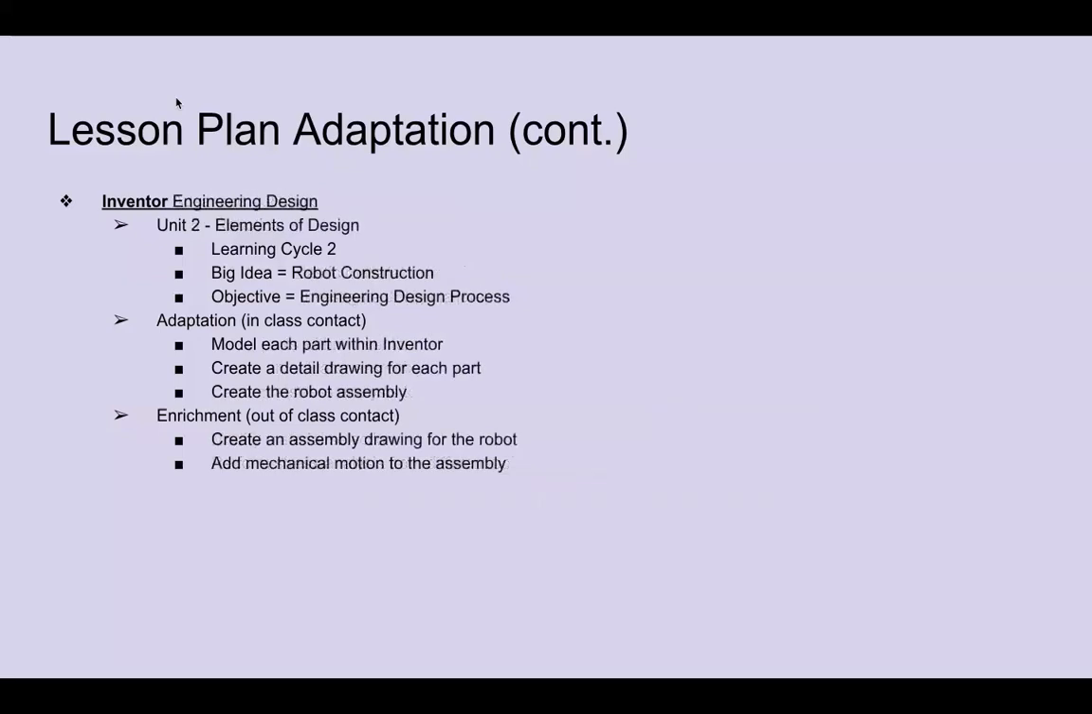Then in Engineering Design, Unit 2, if we look at elements of design, that's in Learning Cycle 2. Robot construction was the big idea, and the objective is the overall engineering design process. So model each part, create a detailed drawing, and then create the robot assembly. For enrichment out of class contact time, create assembly drawings and then add some mechanical motions to the assembly. Students will need to be able to modify a mechanical assembly within their certification exam, so this out-of-class contact hour will support that.